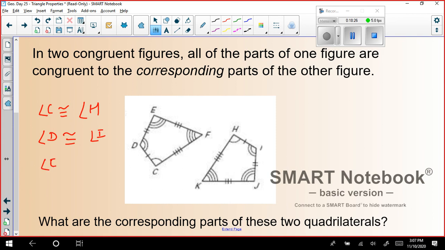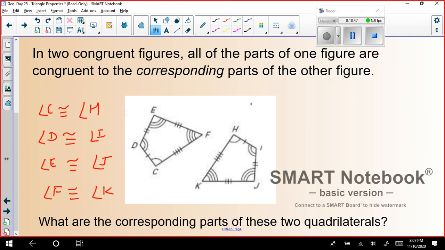Angle E is congruent to angle J. And finally I have angle F congruent to angle K. These are the 4 corresponding angles that are congruent.